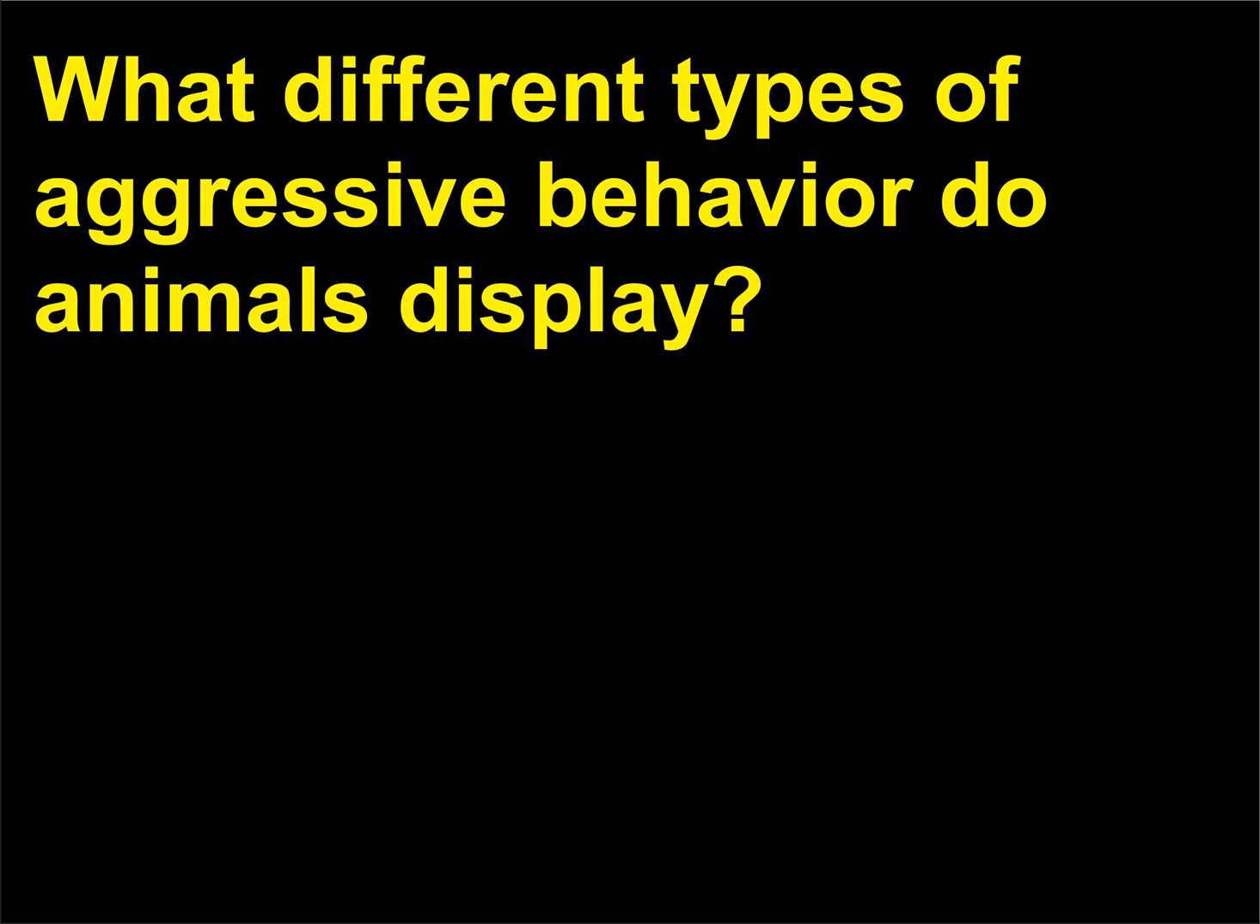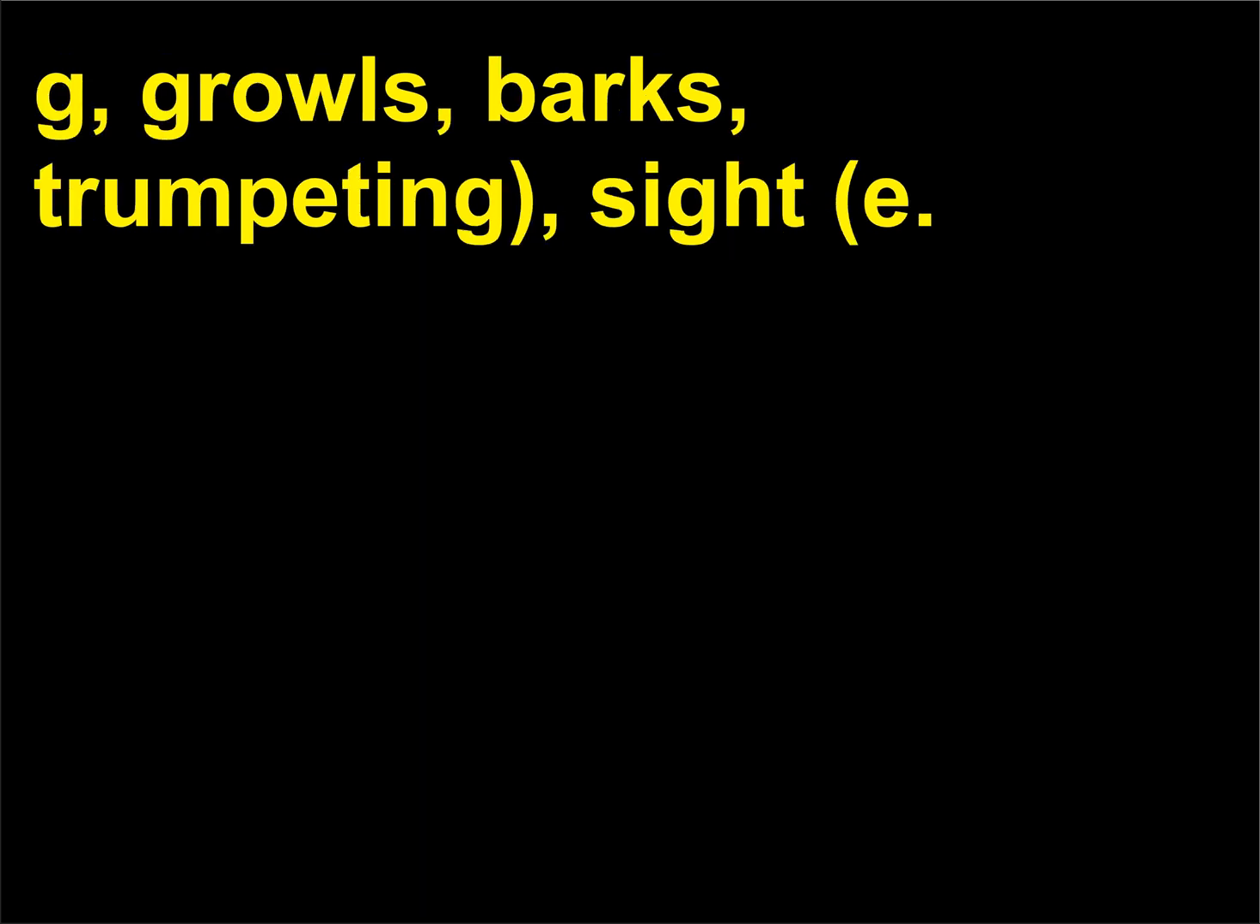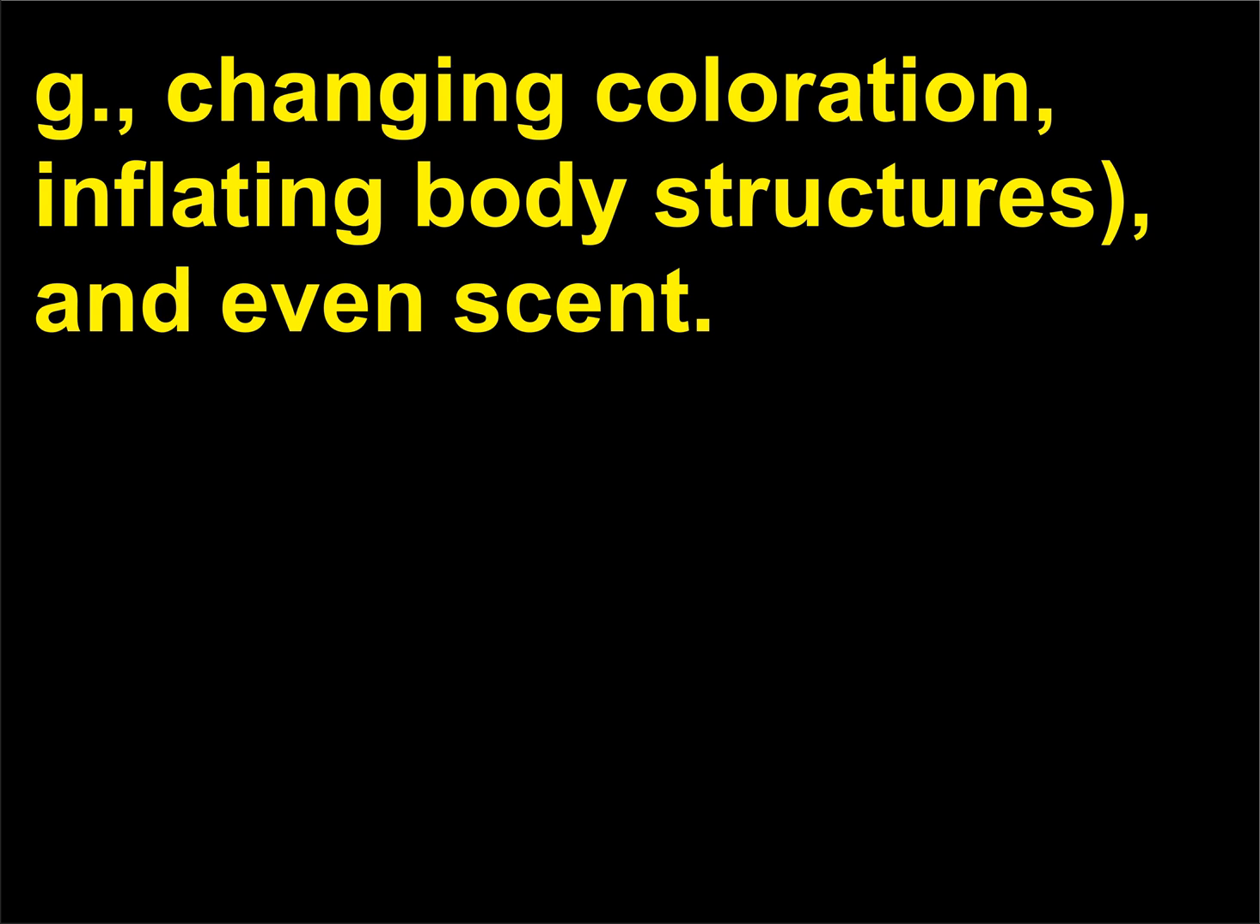What different types of aggressive behavior do animals display? Animals can show aggression through sound, e.g., growls, barks, trumpeting, sight, e.g., changing coloration, inflating body structures, and even scent.